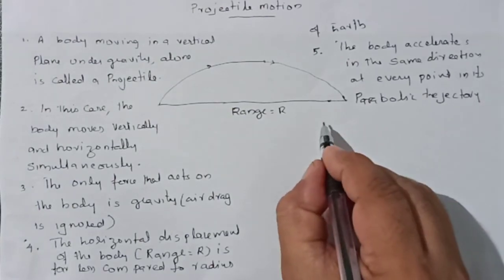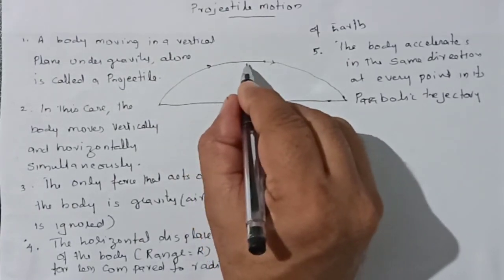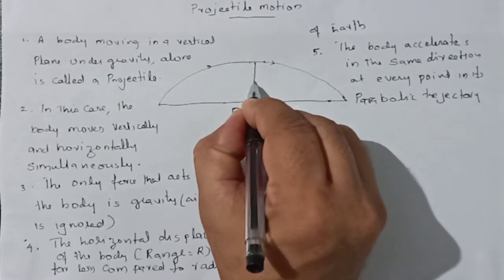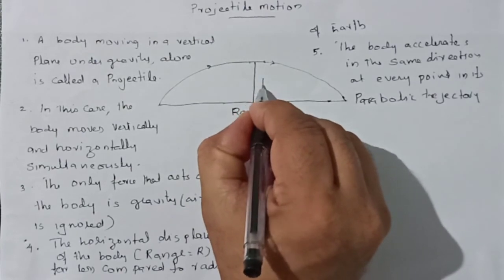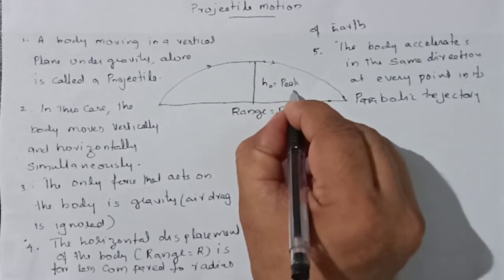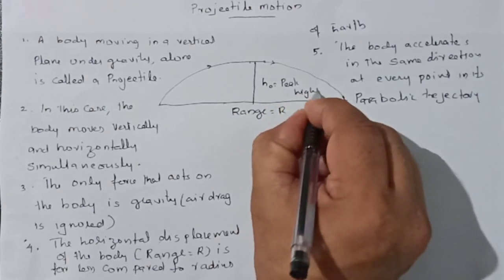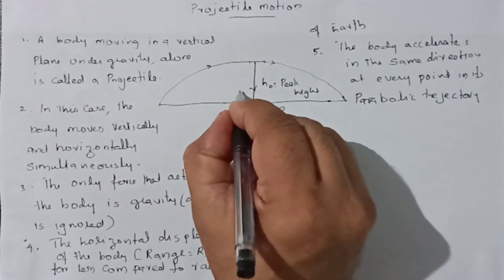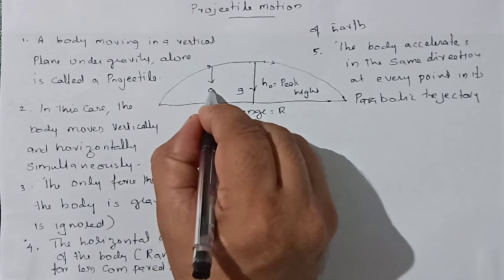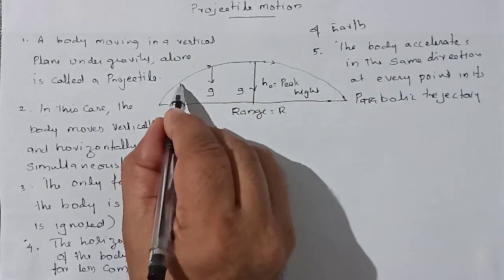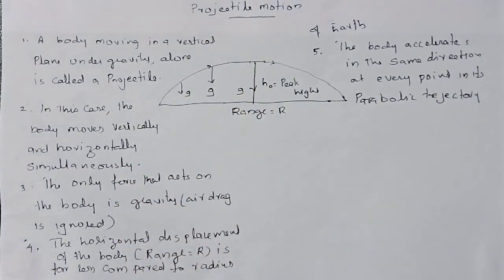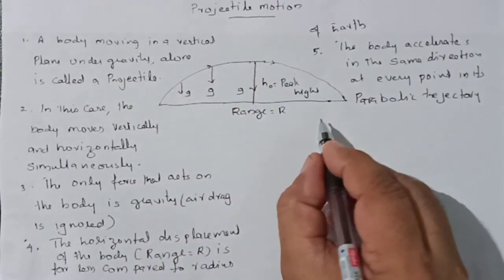So this particular condition can only be applied provided we take the range very small. So that is an essential thing. The maximum height is usually represented by h0, and of course the g would be acting in the same direction, downward. And if you take any other point, you can see that the g is always acting downward in the same direction. This is very important in case of projectile motion.